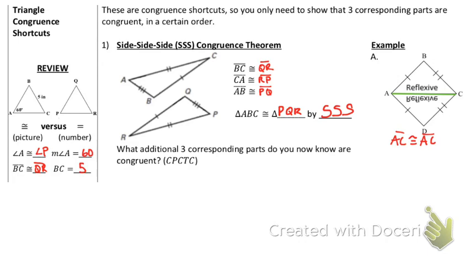Okay, guys, on your Google Classroom, I want you to go ahead and answer this in the comments. So what additional 3 corresponding parts do you know are congruent? Remember, CPCTC stands for corresponding parts of congruent triangles are congruent. So now that these 2 triangles are congruent, what other 3 parts can you tell me are congruent besides the sides?